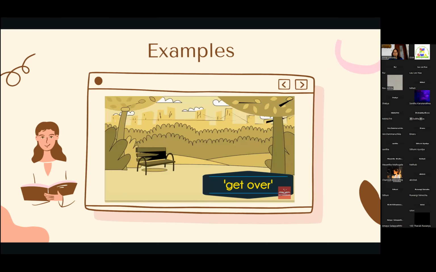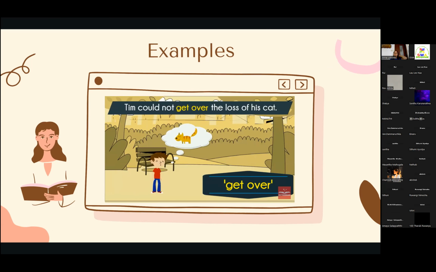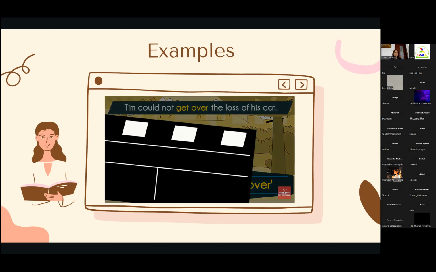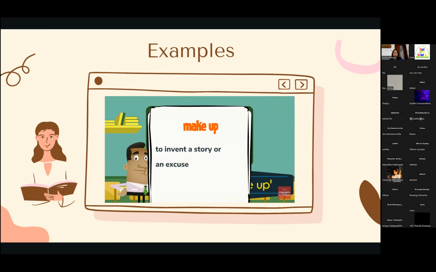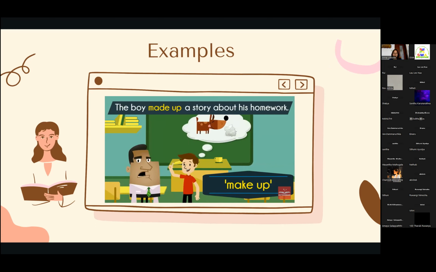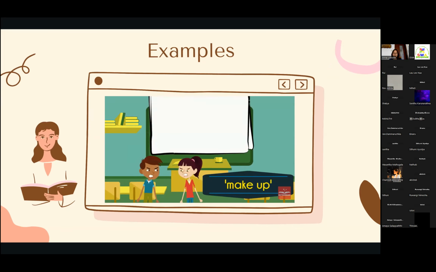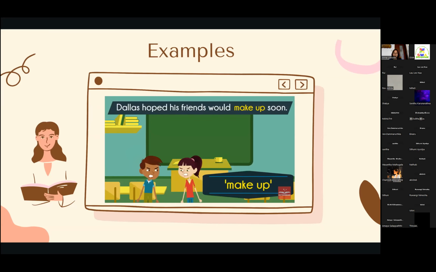Get over, meaning to recover from an illness or disappointment. Tim could not get over the loss of his cat. Make up, meaning to invent a story or excuse. The boy made up a story about his homework. Make up can also mean to become friendly again after a fight. For example, Dallas hoped his two friends would make up soon.